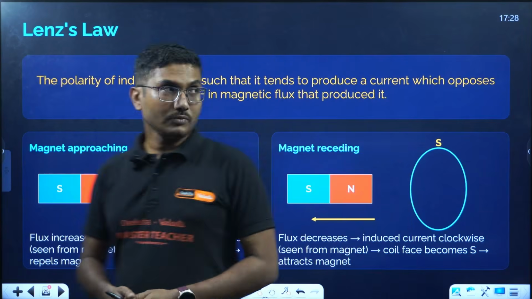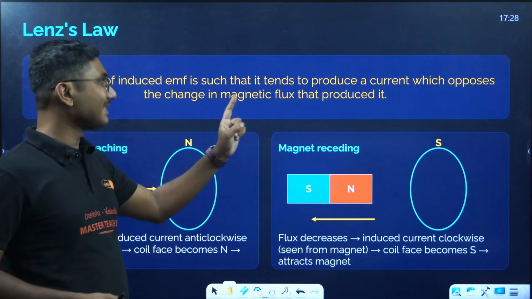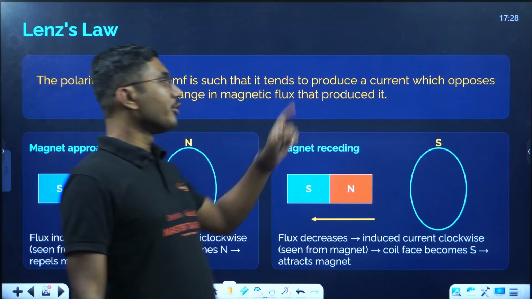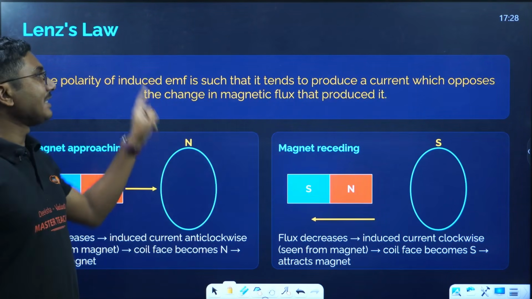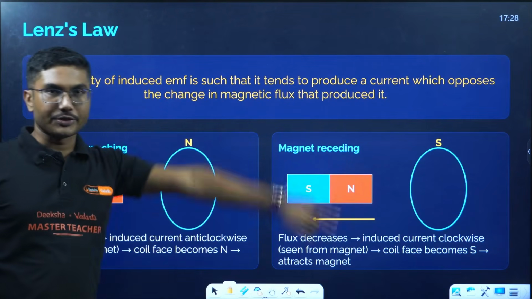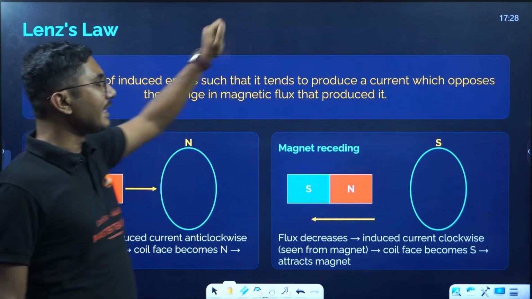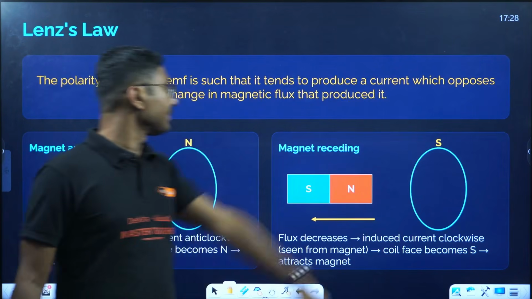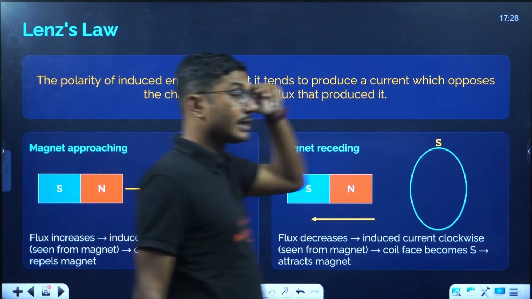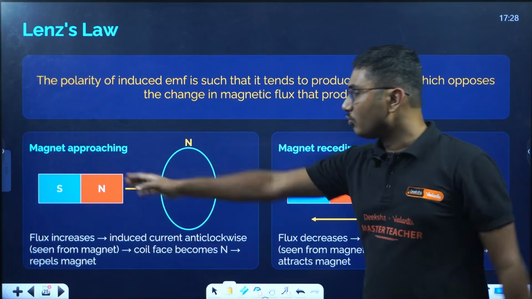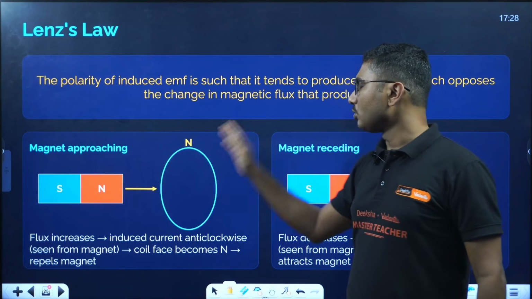Now, the polarity of the induced EMF is such that it tends to produce a current which opposes the change in the magnetic flux that produces it. So the polarity of the induced EMF is such that it tends to produce a current which opposes the change in magnetic flux producing it. That is what is important. So if you are moving the north pole towards the coil, there will be a north pole on this side, south pole on the other side.